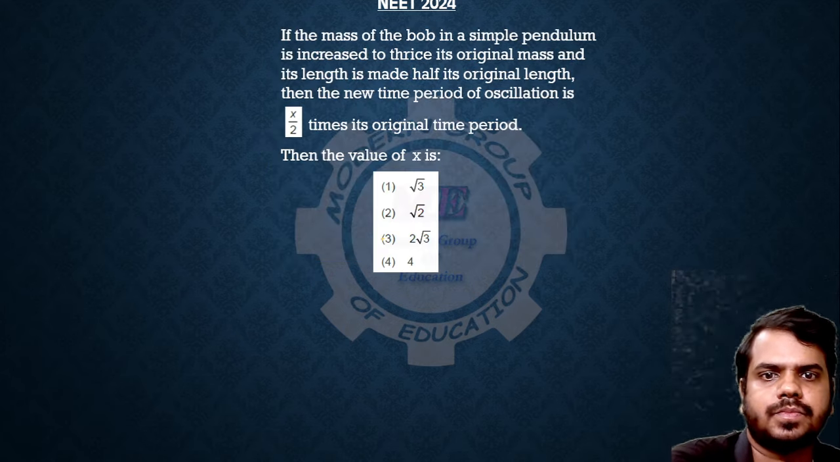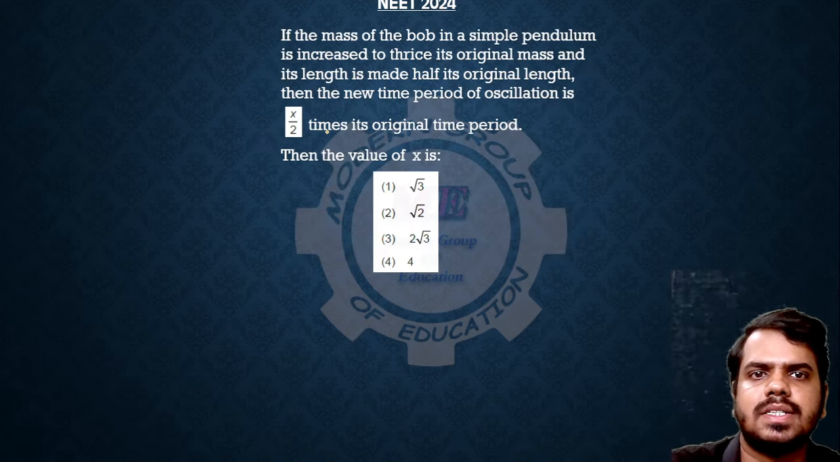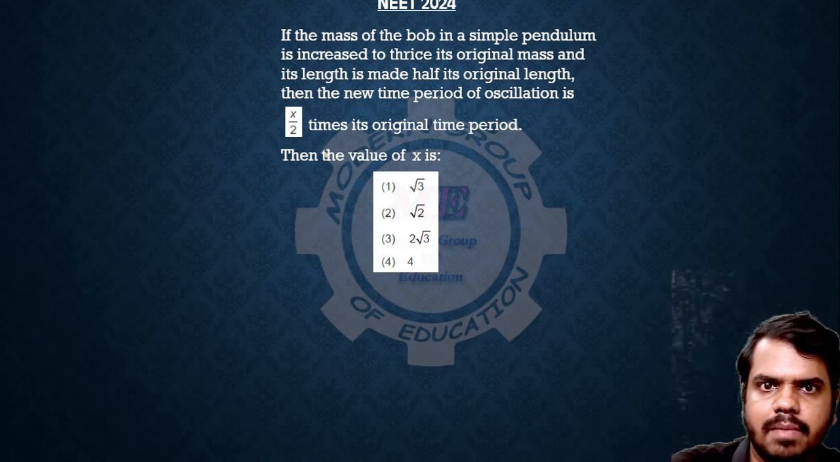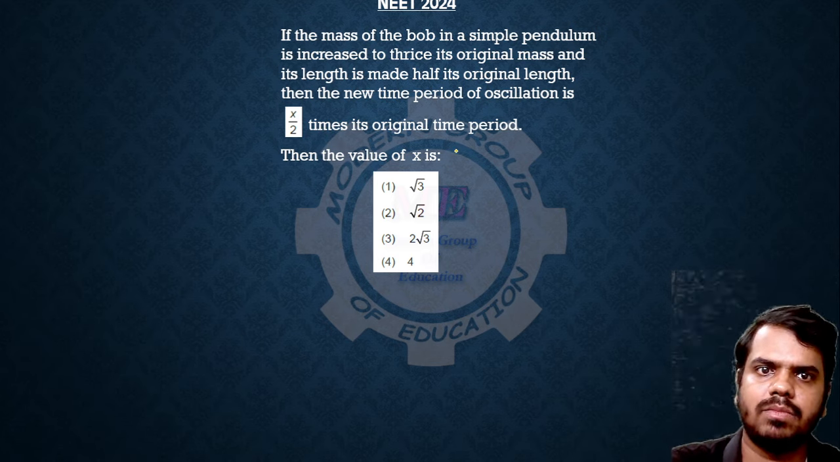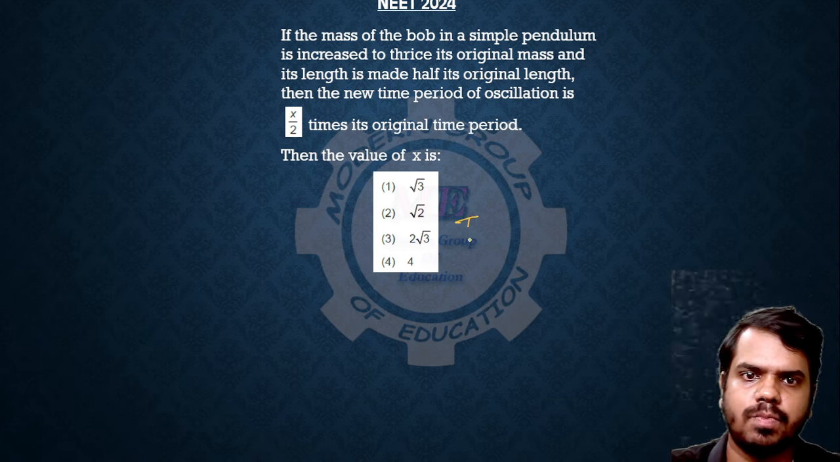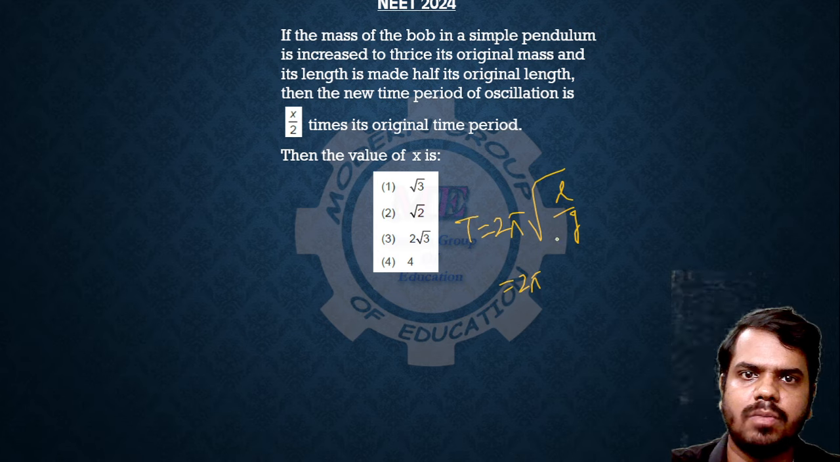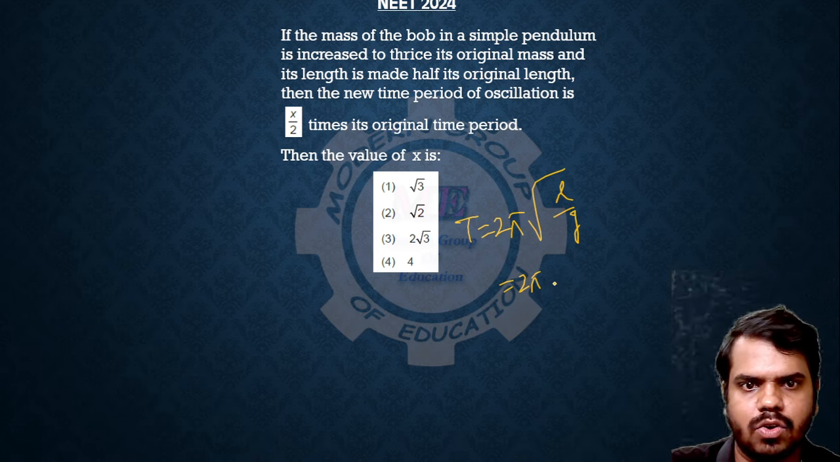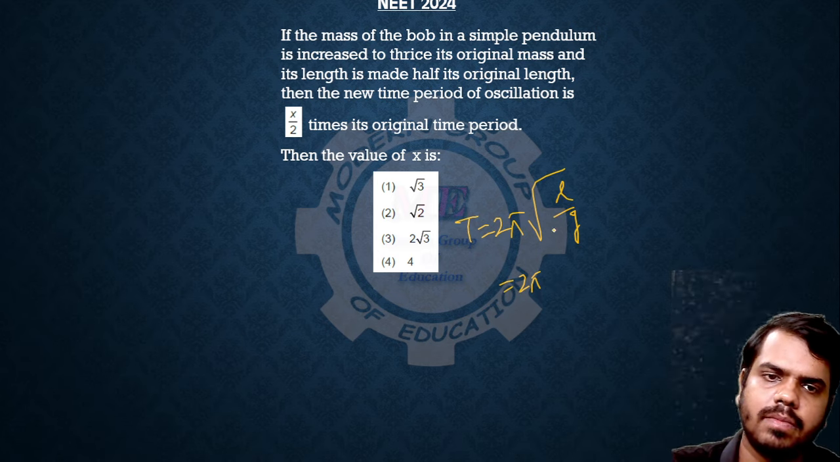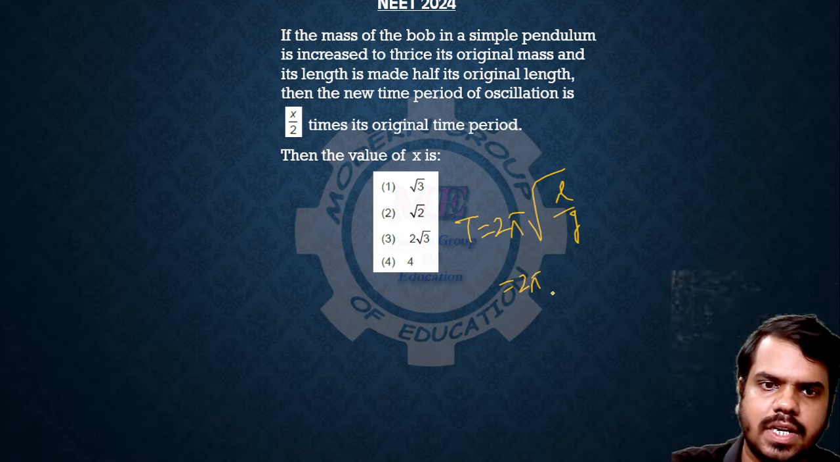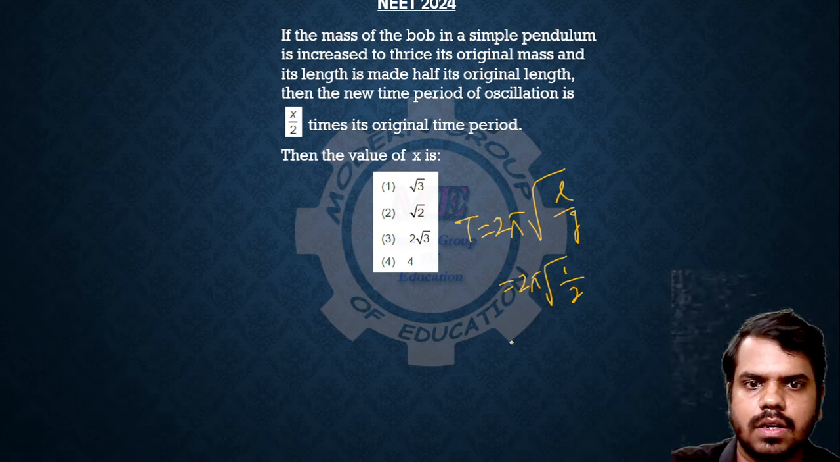Okay. If the mass of the bob in a simple pendulum is increased to thrice its original mass and its length is made half its original length, then the new time period of the oscillation is? Time period is 2 pi root over L by g. So if we apply the value of L half, then it will be root over L by 2, half its original length. So it will be 1 by root 2.